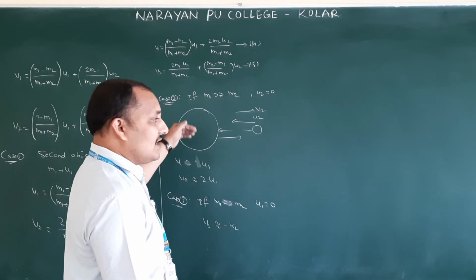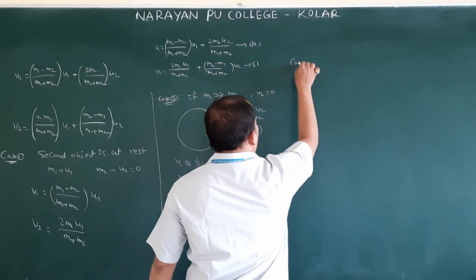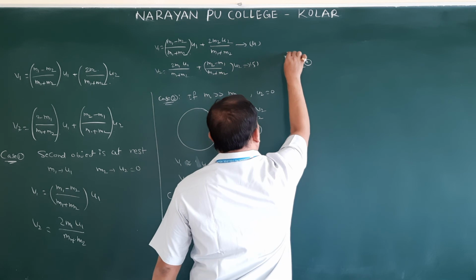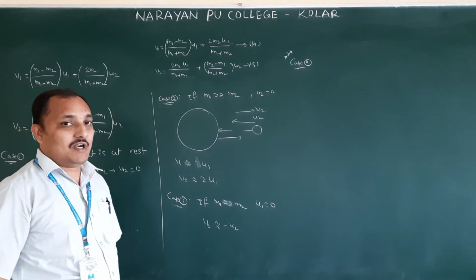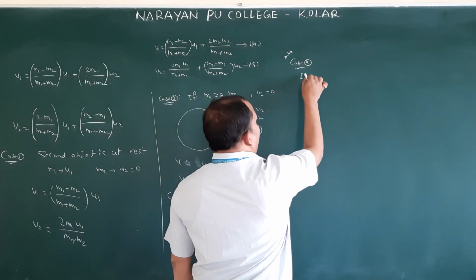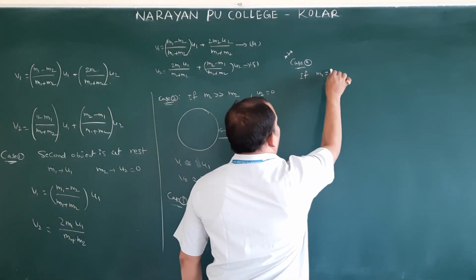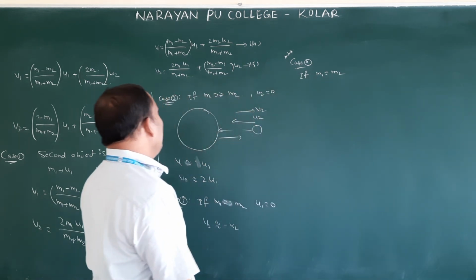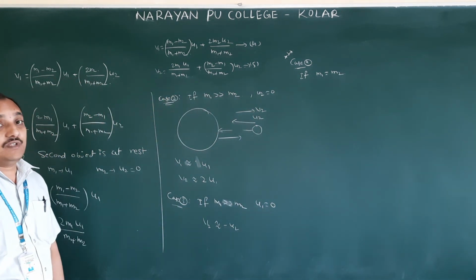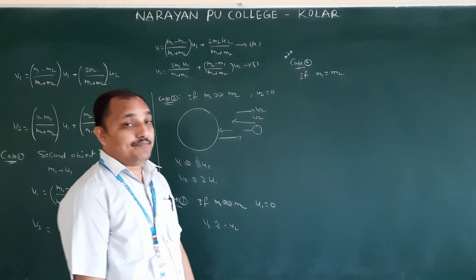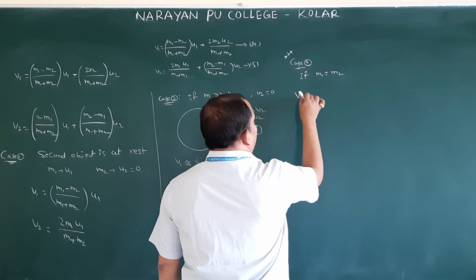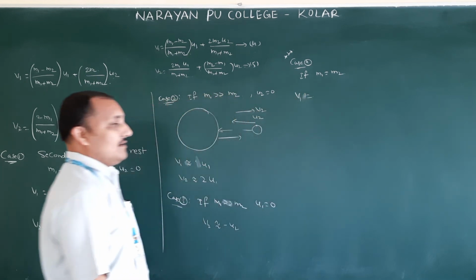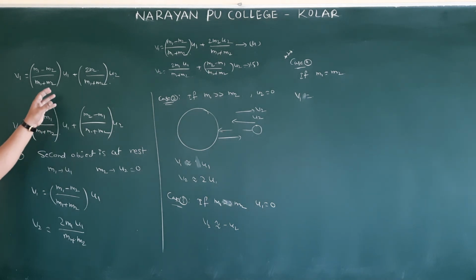Okay, so these two are not that important. This is very important: case 4. Only from this case 4 will they ask a 3 marks question. What is this? If m1 is equal to m2, if both the masses are the same, what are their velocities? Here both the objects are moving, and their masses are the same.